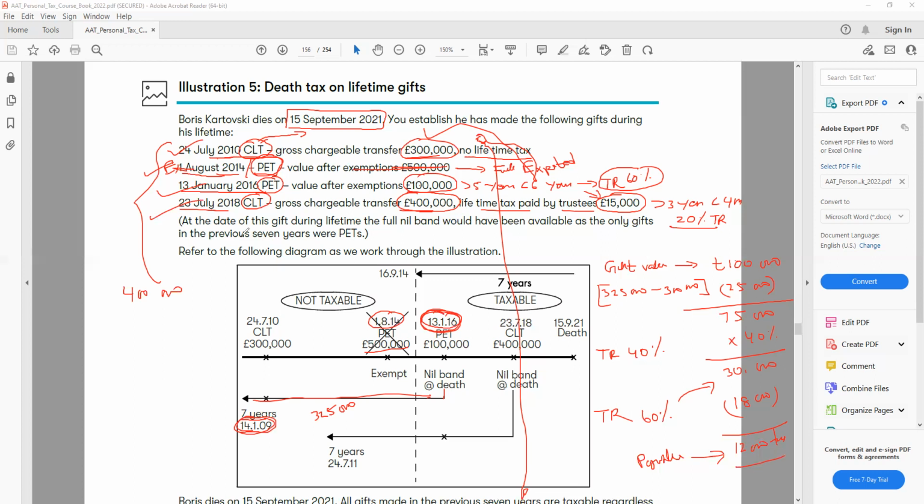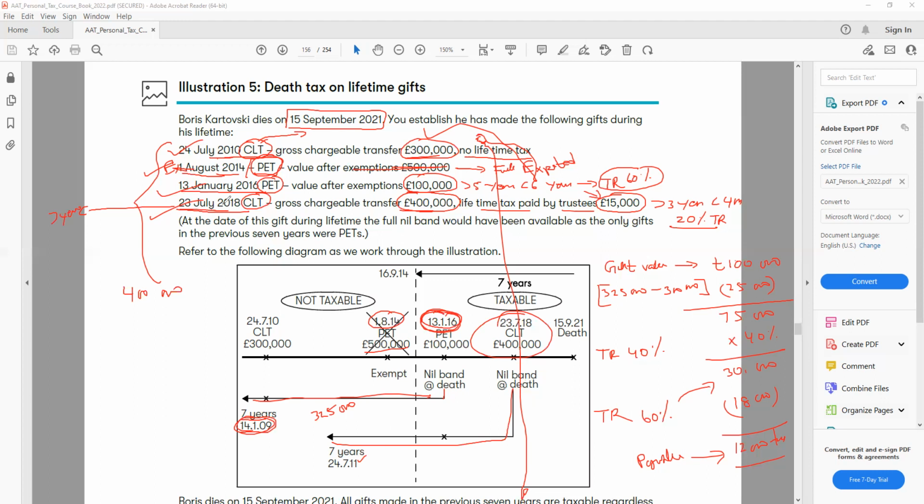Now, again, I have to check from the day of the gift 7 years back. So the day of the gift was 23rd of July 2018. From this day, we have to look back 7 years, and we need to see how many gifts we gave within 7 years. If you go back 7 years from this day, it becomes 24th of July 2011. So during this time, how many gifts did I give? Now, 2010 is obviously before 2011, more than 7 years. For every gift we go back 7 years. Remember that.